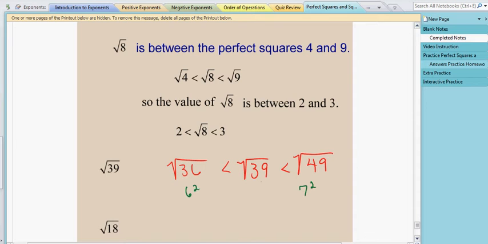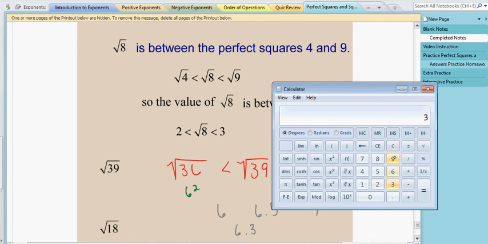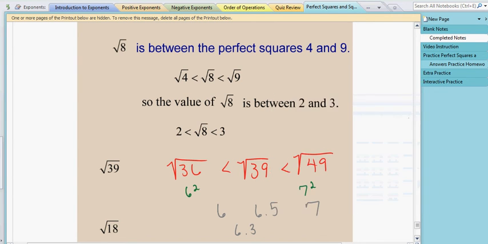Therefore, if you think of it as 6, 6.5, and 7, we know that 39 is not exactly in between 36 and 49, so it's not 6.5. It's going to be somewhere between 6 and 6.5. I'm going to estimate 6.3. Let's see how close I get on my calculator. So I'm going to take the square root of 39, and it's 6.244. It was a little bit too big, but that's okay.